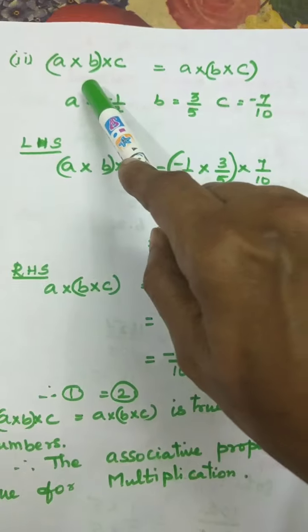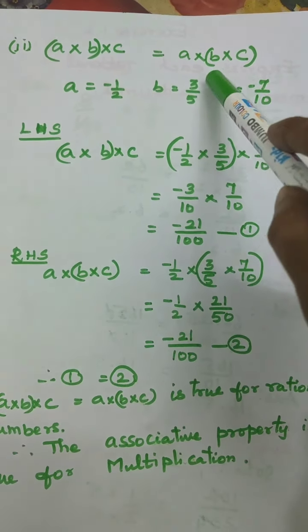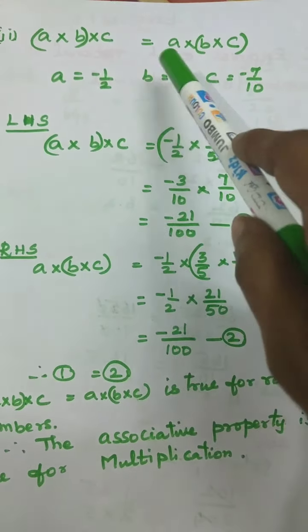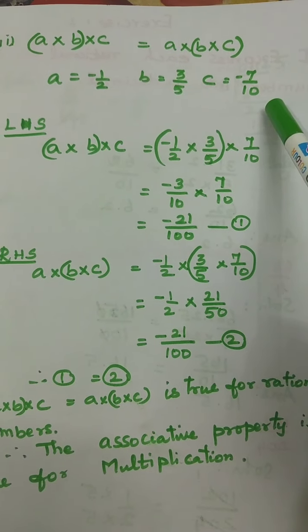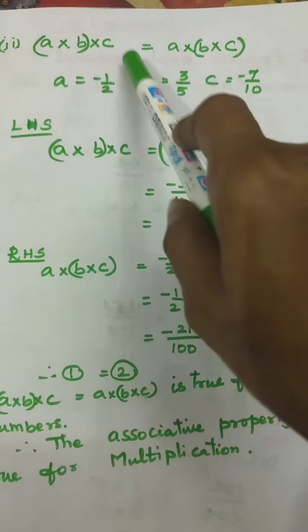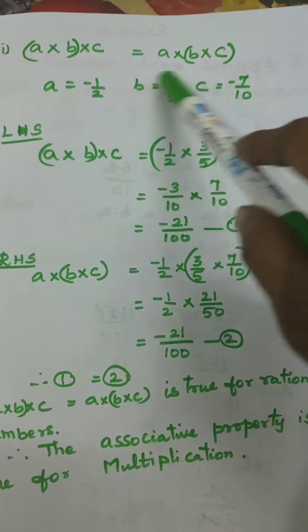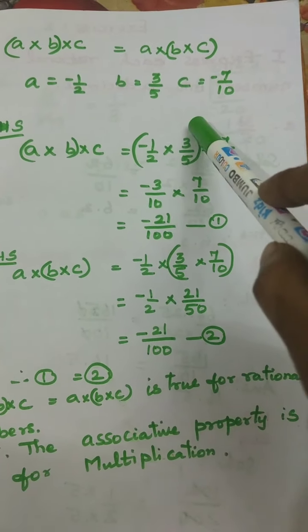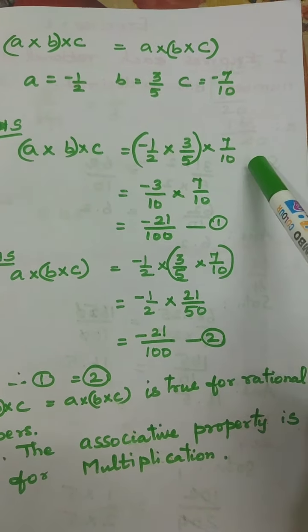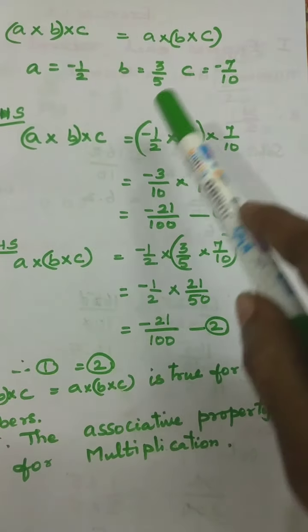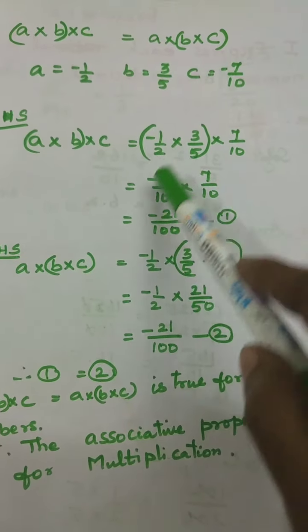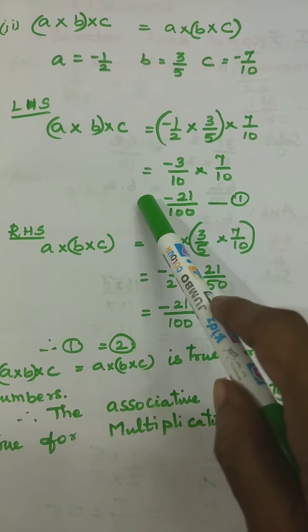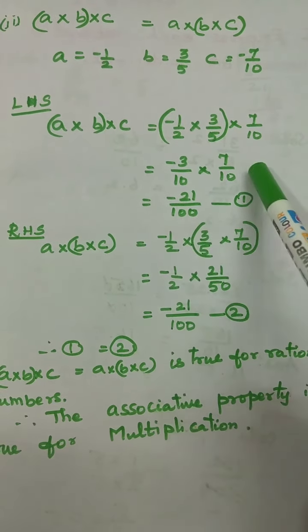And the second sum, (a × b) × c = a × (b × c). Now, already the same: a is equal to minus 1 by 2, b is equal to 3 by 5, c is equal to minus 7 by 10. Now, you have to take the same LHS first, then you will solve the RHS. A into b into c. First, minus 1 by 2 into 3 by 5 into minus 7 by 10. Then you have to multiply both the numerators, minus 1 into 3, minus 3. 5 2s are 10 into 7 by 10. Now you multiply minus 3 and 7. That is minus 21 by 10 into 10, 100.